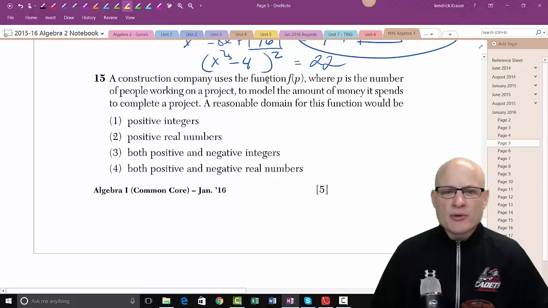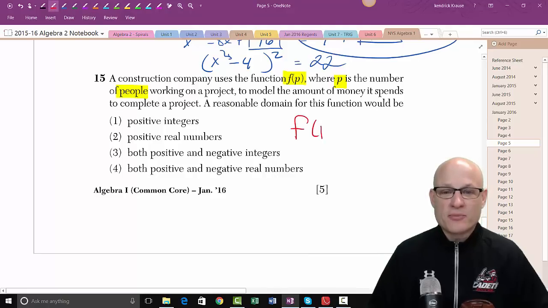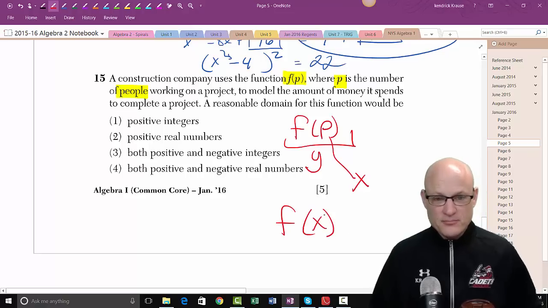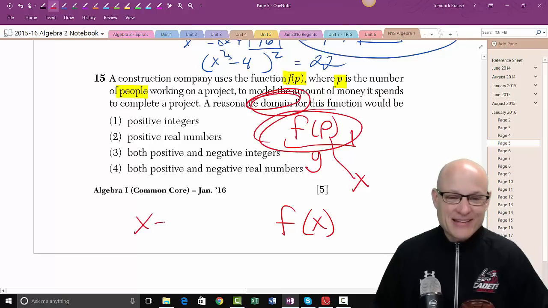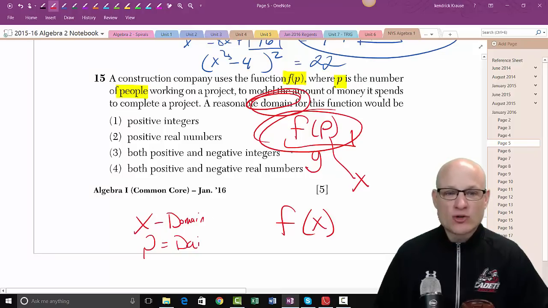A construction company uses f of p, where p is the number of people. P is also the domain. When you have f of p, this thing is the same as y, but the p is the x value, because normally you're used to seeing it like f of x. So f of p is the range, x is the domain. Well, we don't have an x in this case. P is the domain. So what they're saying is, what is a reasonable set of numbers for this domain of people? Positive integers. That means positive values that are not decimals.